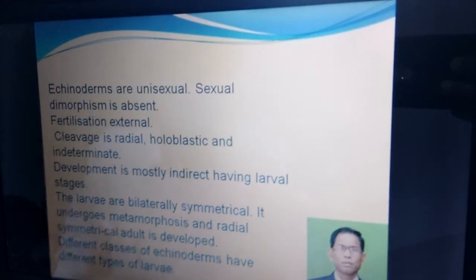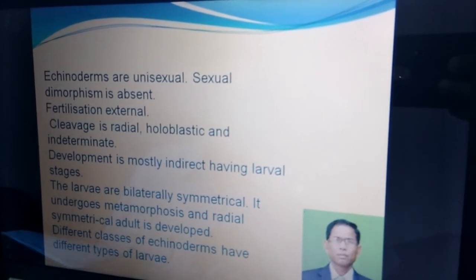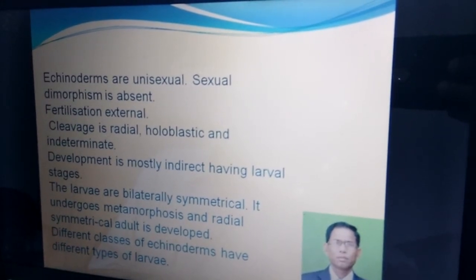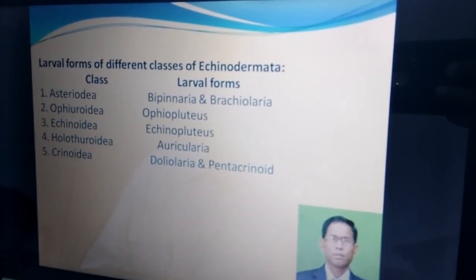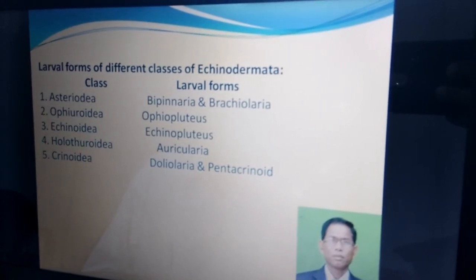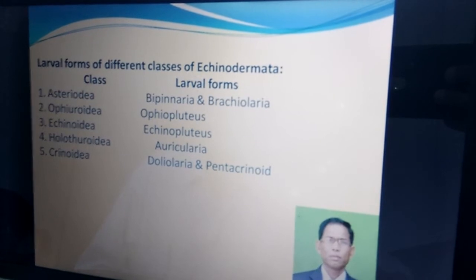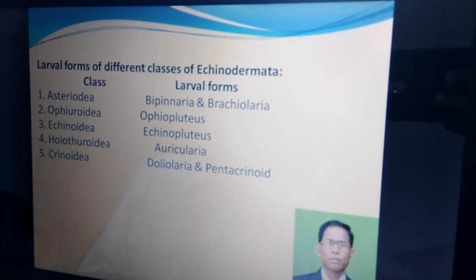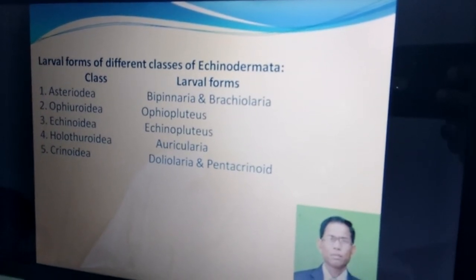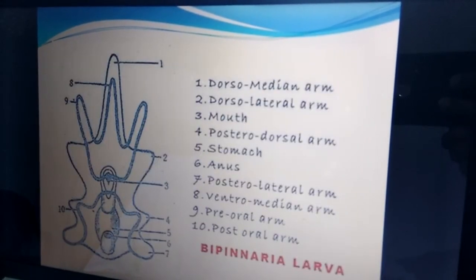It undergoes metamorphosis, and the radially symmetrical adult is developed. Different classes of echinoderms have different types of larvae. These are the larval forms found in different classes of Echinodermata. The first one is the Asteroidea. In class Asteroidea, the larval forms Bipinnaria and Brachiolaria are found. In class Ophiuroidea, the larval form is called Ophiopluteus. In Echinoidea, it is called Echinopluteus. In Holothuroidea, Auricularia. In Crinoidea, two larval forms are found, Doliolaria and Pentacrinoid.